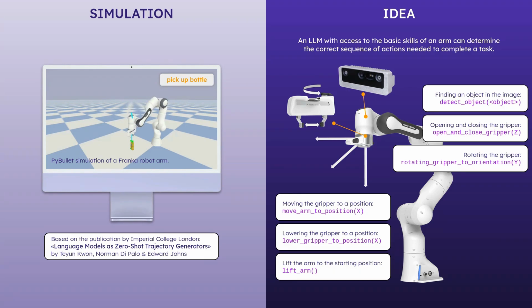For the simulation robot on the right, the skills are defined as follows. It can detect an object and return its coordinates. It can open and close or rotate the gripper. It can move the gripper to a certain position, lower it, and lift it back to its starting position. Now, those skills define the entire physical capability of the robot. And if you provide these to the LLM, it can figure out an order which makes the most sense to fulfill a task. It's almost like if you give the joystick of the robot to the LLM and let it control the robot.